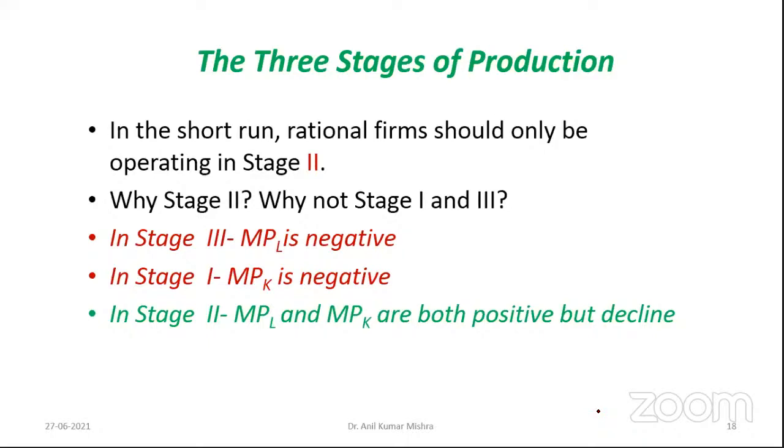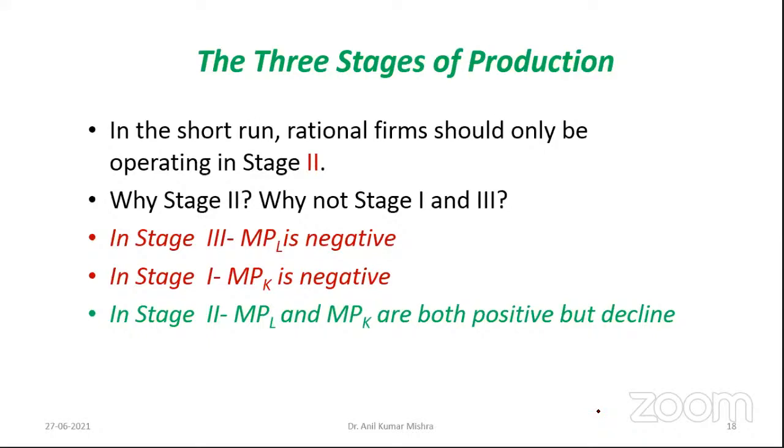Exactly in the same manner, if more laborers are used in the production process, unnecessarily they create different types of disturbances, lockouts, strikes, and so on. They gossip with each other, don't spend the time on productive purposes, and unnecessarily waste the time and so on. So in the third stage, you can find the marginal productivity of labor becomes negative. Why?